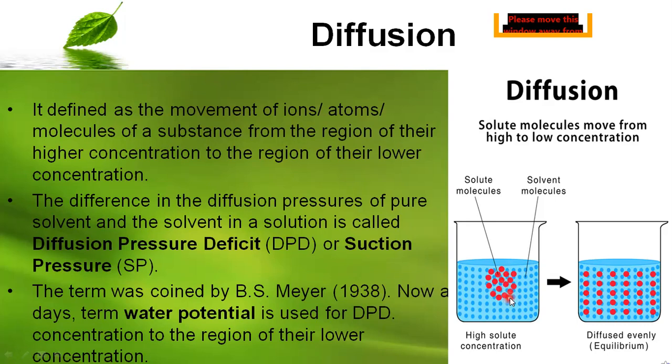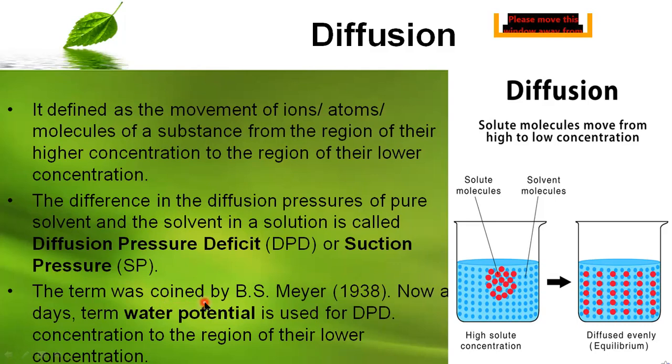So the diffusion pressure is related to the particles which will diffuse. Diffusion pressure of a pure solvent is always more than the diffusion pressure of the solvent in the solution. So the difference in the diffusion pressure of the pure solvent and the solvent in the solution is called diffusion pressure deficit or suction pressure.